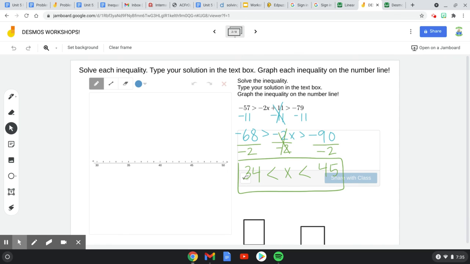So I have 34 is less than x is less than 45. I'm going to find 34 on my number line. My circle stays open because I have a less than sign, not less than or equal to. I'm going to find 45 on my number line. Again, the circle's staying open because of my inequality sign. And then I'm just going to draw a line connecting these two. And this is our solution graph.